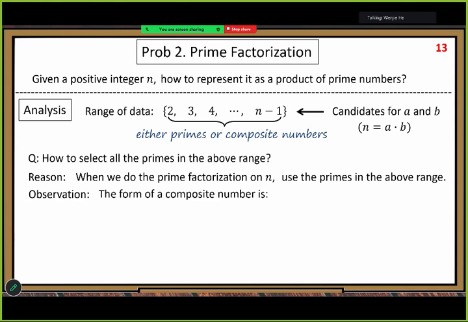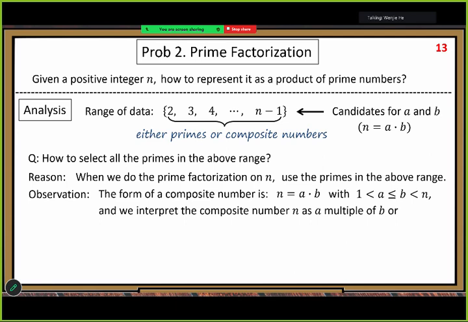People always start with easier cases. So based on that understanding and analysis, that's why we work on composite numbers, which are easier. So n equals a times b, composite numbers.